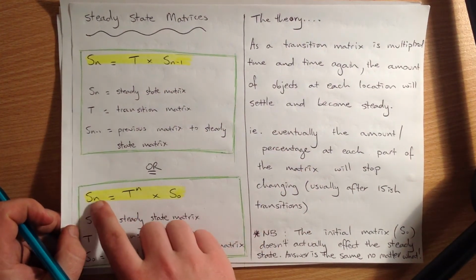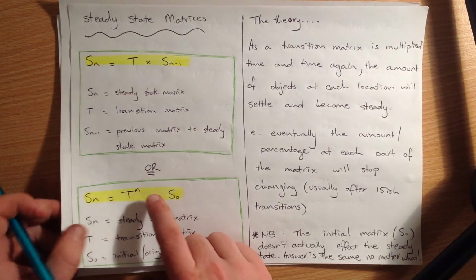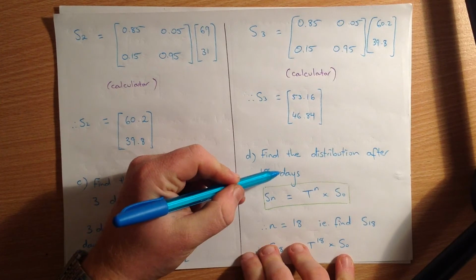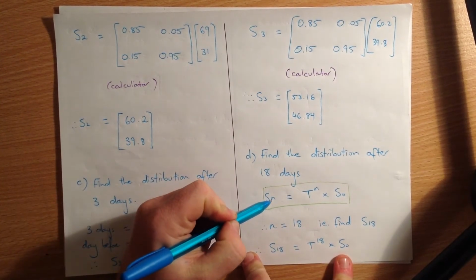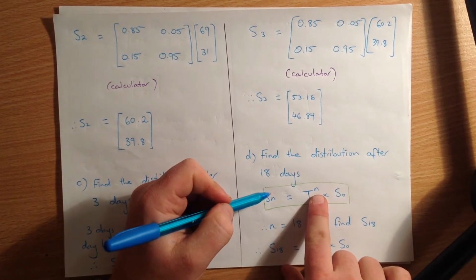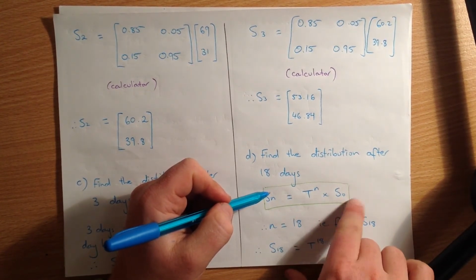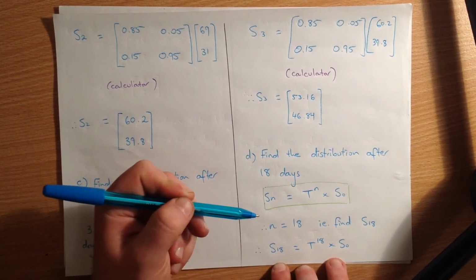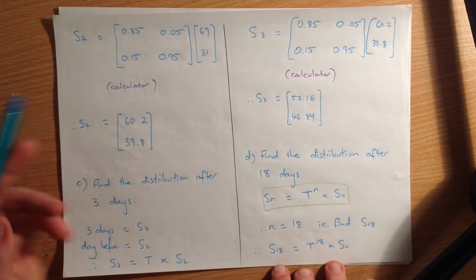So that 18, for instance, is just going to pop up here. Let me show you what I mean. Find the distribution after 18 days. So we're looking for S of 18. And we can say S of 18 equals T to the power of 18, times the initial matrix. That's just the formula there. So 18 days, we're looking for n being 18, S of 18. Find S of 18.